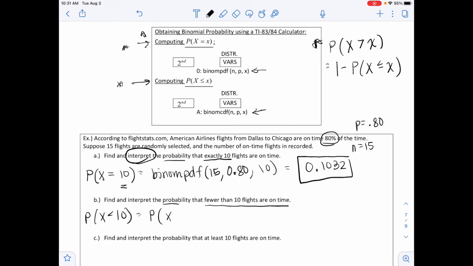And because we're dealing with discrete probability distribution functions, I know it's binomial, but discrete data, we are counting by whole numbers. And so if less than 10 flights are on time, I know that means less than or equal to 9 flights are on time. It means exactly the same thing. So from this, we can use binom CDF. Again, your value for n is 15. Probability of it being on time is 0.80. And then our x value is equal to 9.